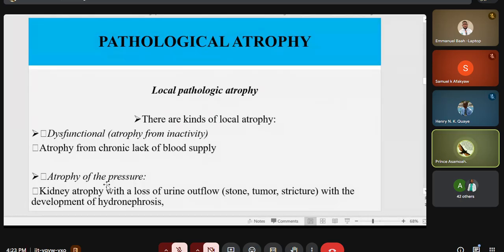Now let's go to pathological atrophy. Okay, so pathological atrophy, we are saying that there are many kinds. We can have dysfunctional when there is no inactivity.